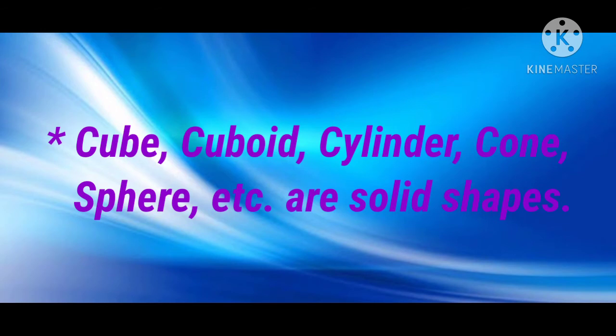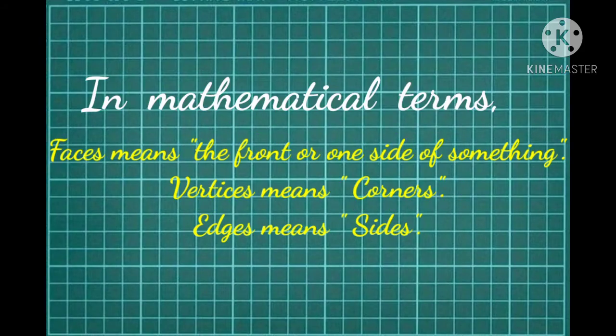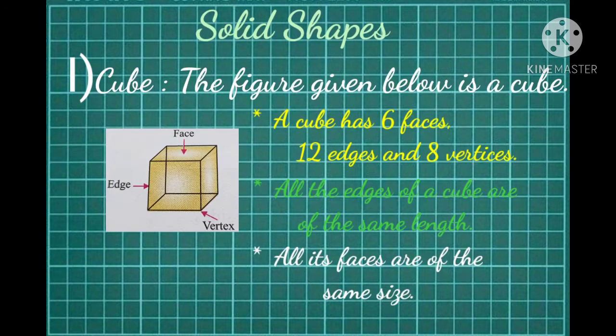are solid shapes. Now children, before proceeding further, I just want to explain to you that in mathematical terms, faces means the front or one side of something. Vertices means corners and edges means sides. Now let's study the properties of solid shapes.